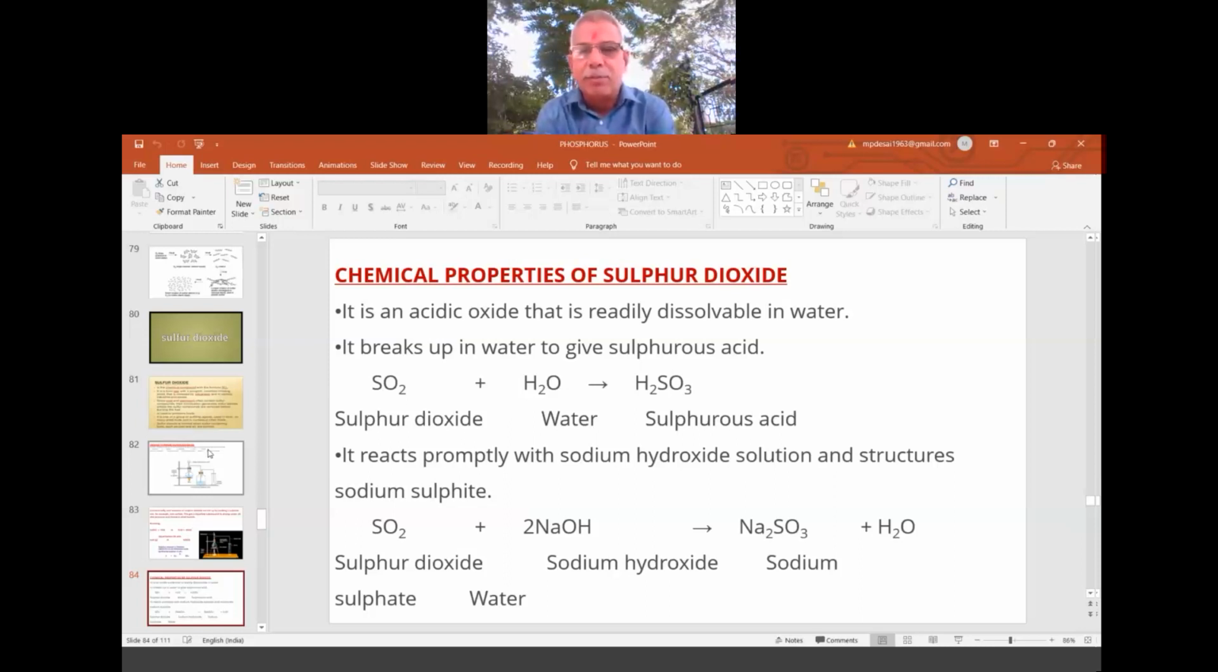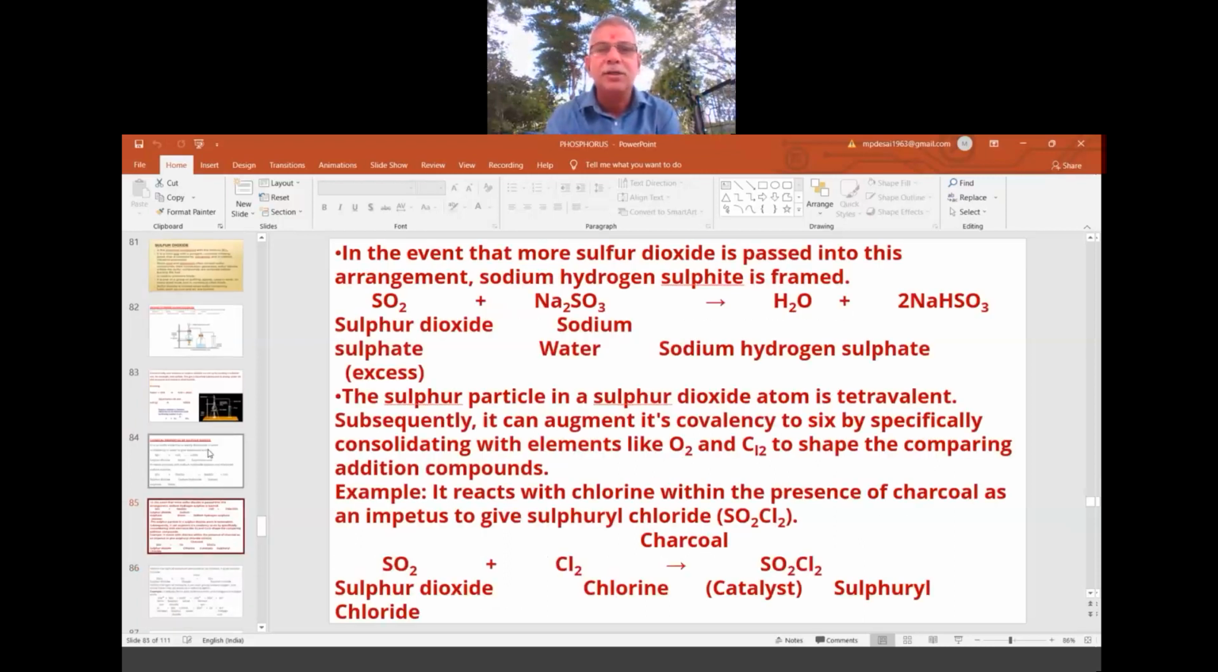It reacts promptly with sodium hydroxide solution and forms sodium sulfite. SO2 with NaOH gives Na2SO3 plus water. In this way, all these are very easy properties of sulfur dioxide. So let me remove this area so that I can see this part easily.